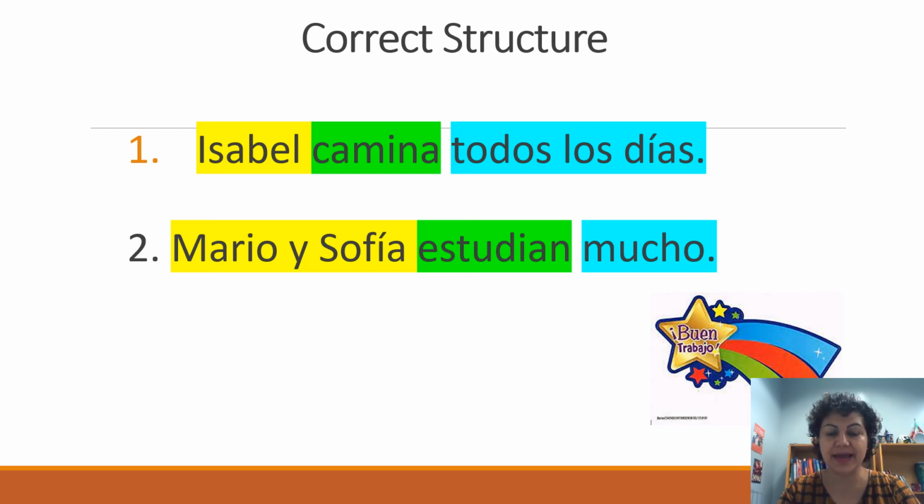Something that we may have exchangeable is the rest of the sentence. Because I can say Isabel camina mucho, it is correct. Or I can say Mario y Sofía estudian todos los días. Do you see? The rest of the sentence will make sense in both cases. However, for the conjugated verb, we need to pay attention to who does the action, what the subject does.